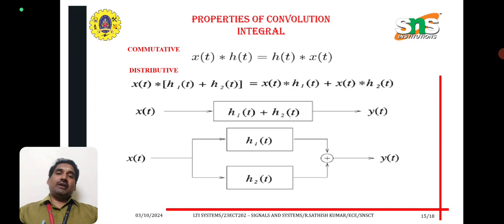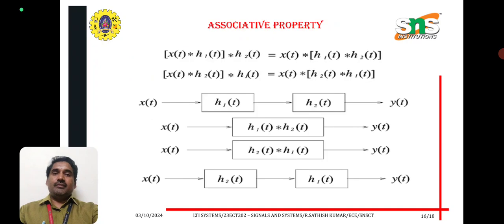In the left hand side block diagram representation, x of t is passed through h1 of t plus h2 of t, which produces the output y of t. Then x of t is passed through h1 of t, and again through h2 of t. Finally, we add them, and we get the output as y of t.